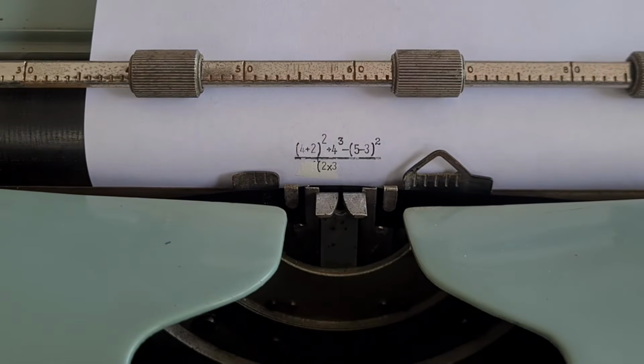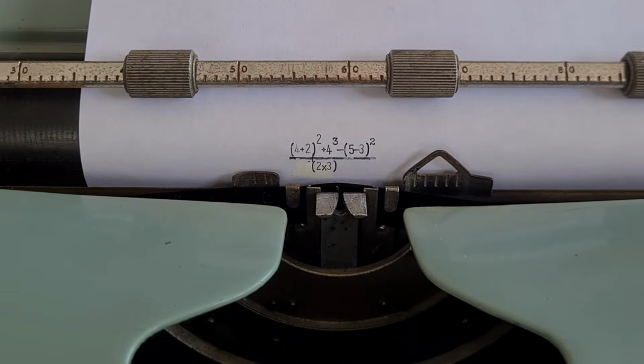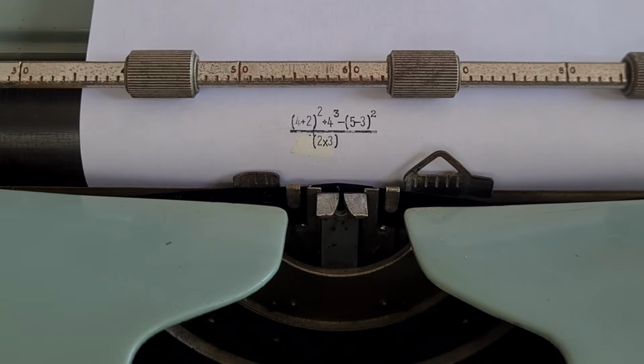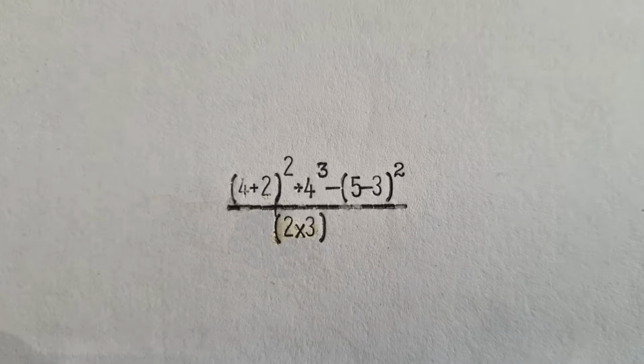The result is something between 50 and 90 or so. If you have a better idea, you can write it in the comments.